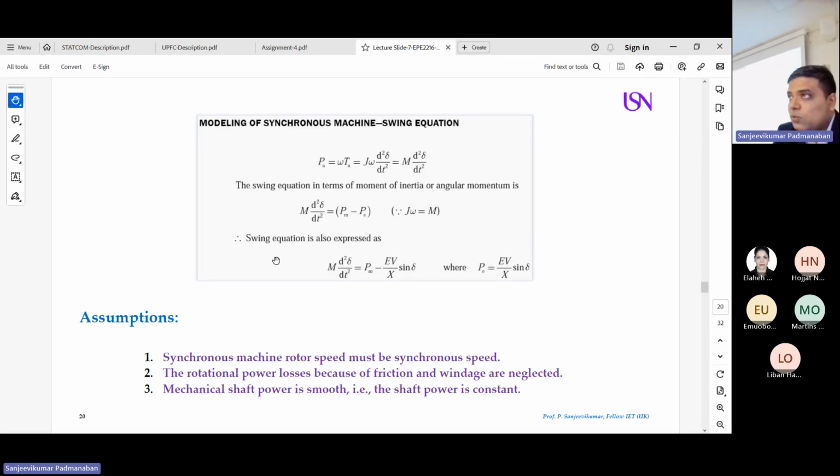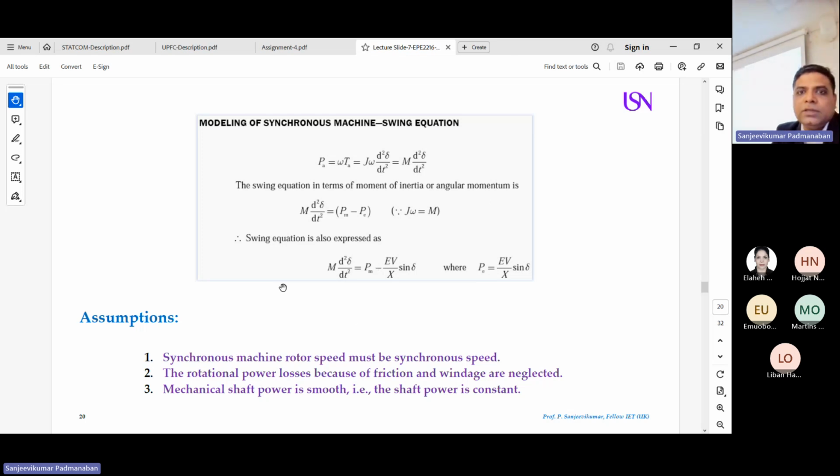Then I say my swing equation is also expressed as M into d square delta by dt square, which is nothing but Pm, my mechanical power, minus the electrical power, EV divided by X into sine delta. Now you control your delta, you control your swing equation directly. Here P equals EV divided by X into sine delta, so this part is only your electrical power. For using the swing equation, you must also know your mechanical power. It's clear to you? Your mechanical power is nothing but torque into speed. The output power is very simple if you know the basics of electrical machines.